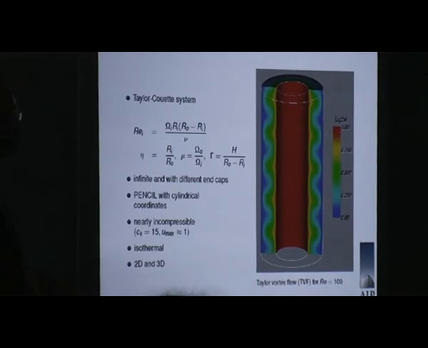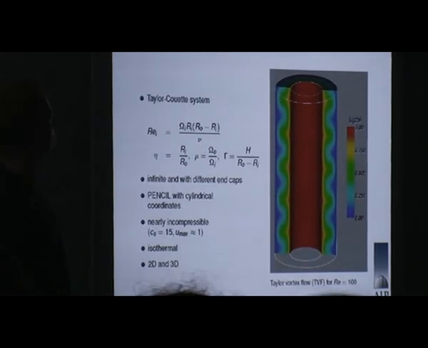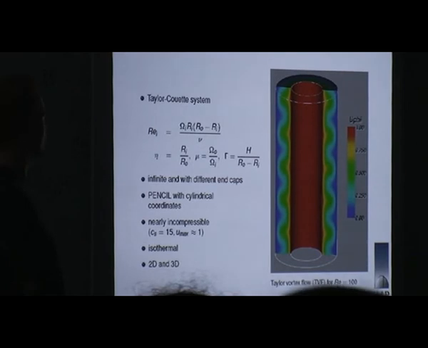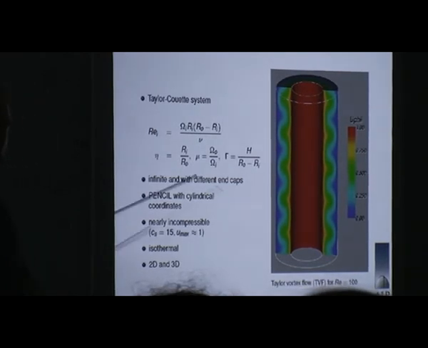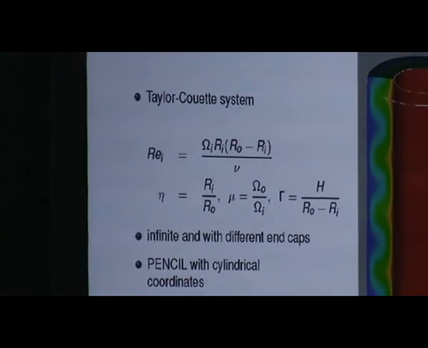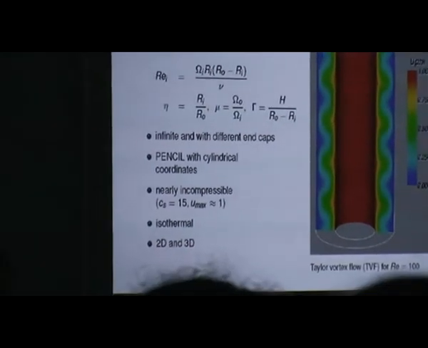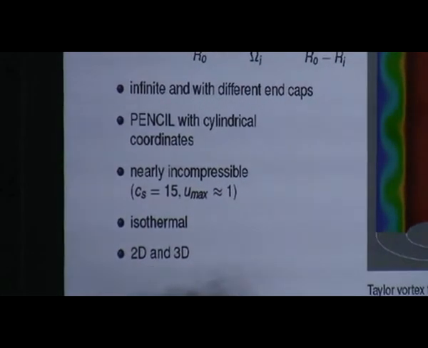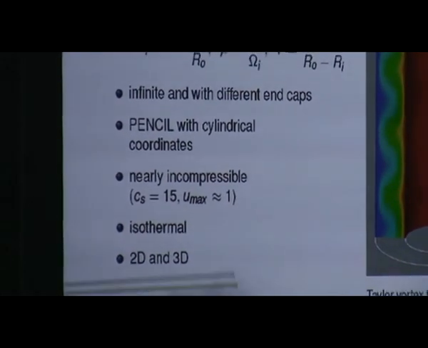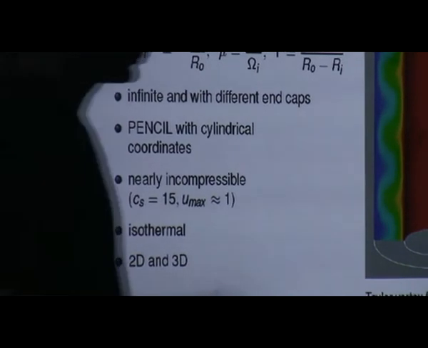For these tests I was using an infinite cylinder, so with periodic boundary conditions in the z direction, as well as different profiles applied on the end caps. As I already said, cylindrical coordinates with Pencil. It's nearly incompressible, so the maximum value of the velocity is around 1, and the speed of sound is set to 15, so the variation in the density is really low. It's isothermal, and I did several simulations in 2D as well as in 3D.